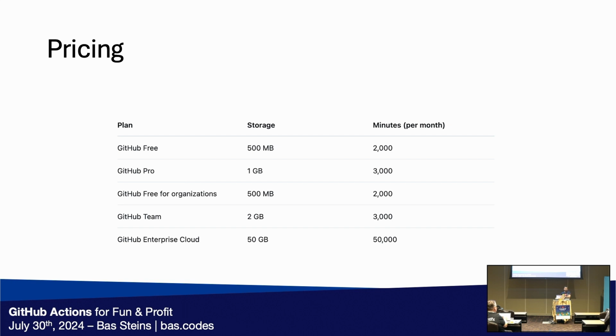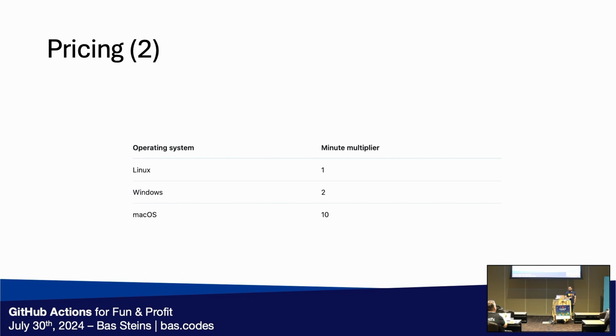But there is a multiplier. If you run your GitHub Action on Windows, you pay double the price, or you have just 1,000 minutes instead of 2,000 for free. And the multiplier for macOS is 10. And probably that's just because I think Mac Minis are quite difficult to stack up in a data center.